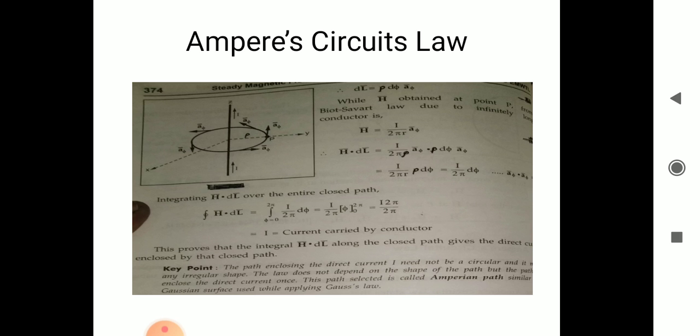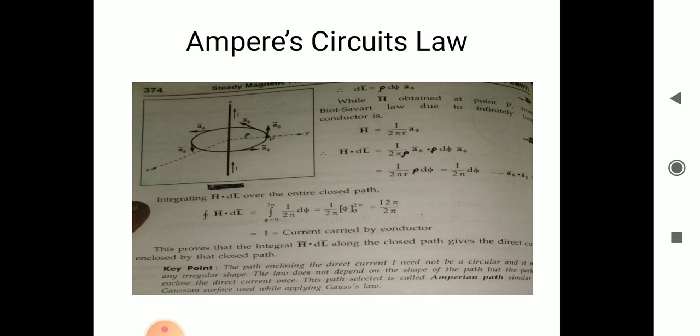This law is very useful to determine the magnetic field intensity, that is H bar, when the current distribution is symmetrical. Let us prove this Ampere's circuital law, that is closed integral H bar dot dl bar is equal to I. What is I? I is the current carried by the conductor. This current is a DC current, direct current.